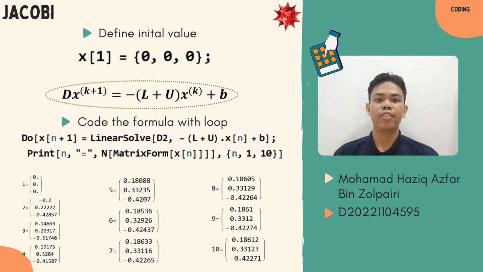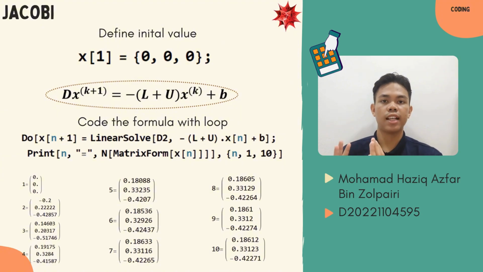After that, we must define the initial value for our problem. In this case, we use 0, 0, 0 as the starting point because it makes the calculation easier. Now, for the last part, we code the Jacobi formula using a loop. We write the Do function for x at n plus 1, which is the next iteration. Inside the loop, we use the LinearSolve function.